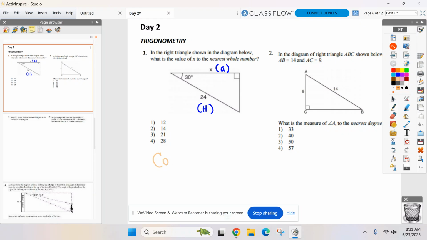So let's review again how to set this up. Cosine, abbreviated COS. Then I put the angle I'm using, which is always the non-right angle there, 30 degrees. And I set that equal to the ratio, adjacent over hypotenuse, CAH. So adjacent x, 24 hypotenuse. Everybody all right on the setup?